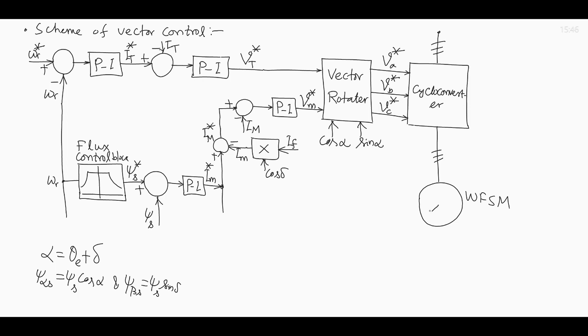So, there is a position encoder mounted on the rotor shaft, and this position encoder is the basis which gives the speed omega r for speed feedback, and also the angle theta e, that means we get cos theta e and sin theta e. It gives the angle theta e and omega r.